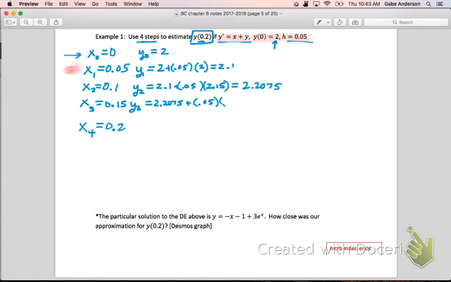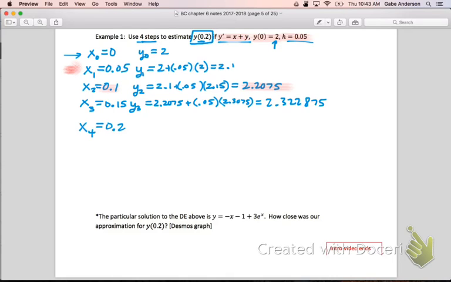the slope will be based on the most recent x and y coordinates. So the slope again is x plus y. If I add 0.1 to 2.2075, I get 2.3075. So when I multiply and add all of that, I end up with a pretty big decimal, I should say, 2.322875.